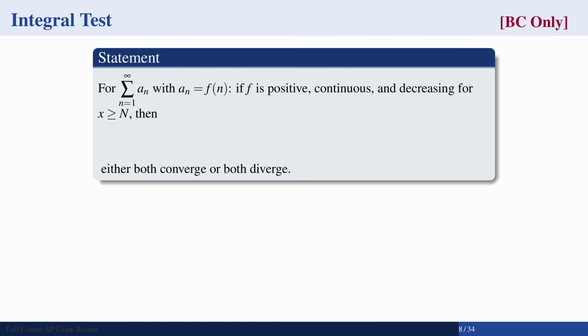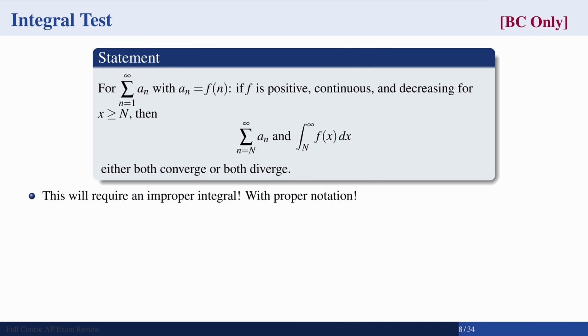The next test that we want to talk about is the integral test, and the integral test is going to tell you, for the sum from 1 to infinity of a sub n, where a sub n is equal to f of n, if f is positive, continuous, and decreasing. So those are three criteria: positive, continuous, decreasing. For x greater than or equal to some value n, then the sum from n to infinity of a sub n and the improper integral from n to infinity of f of x do the same thing. They either both converge or they both diverge.